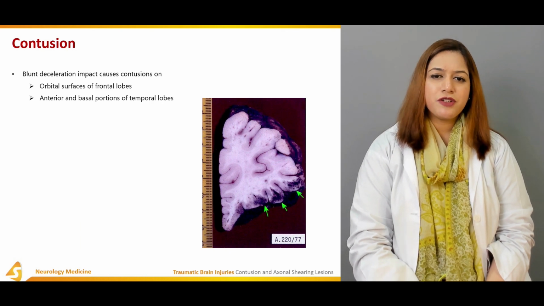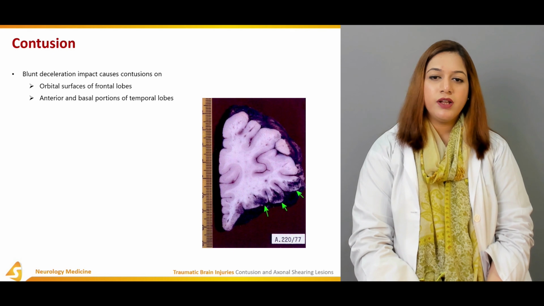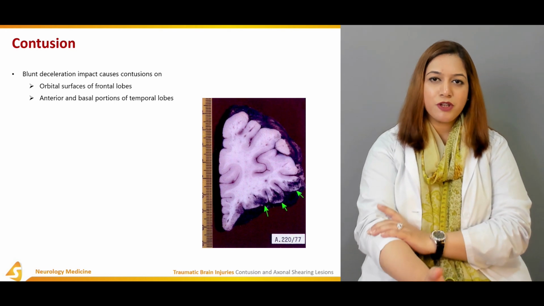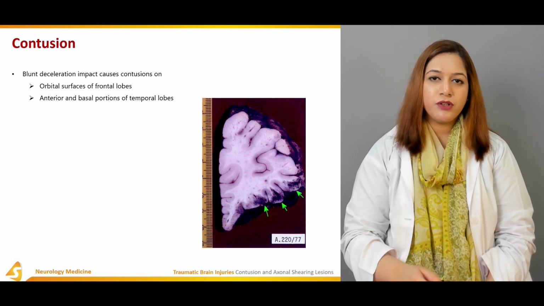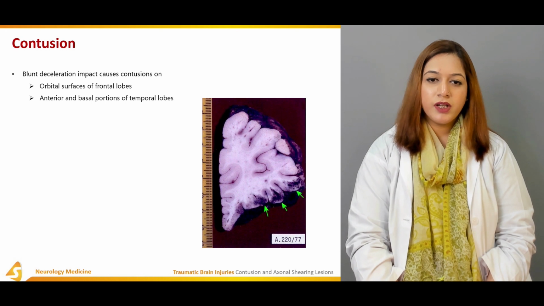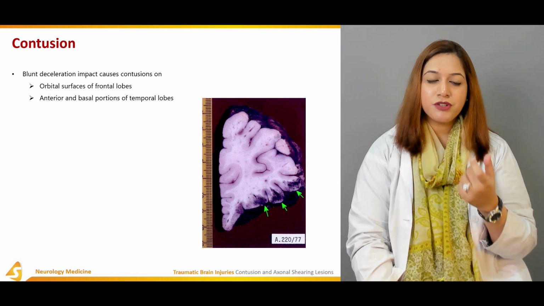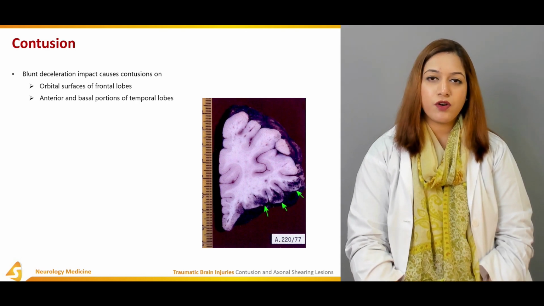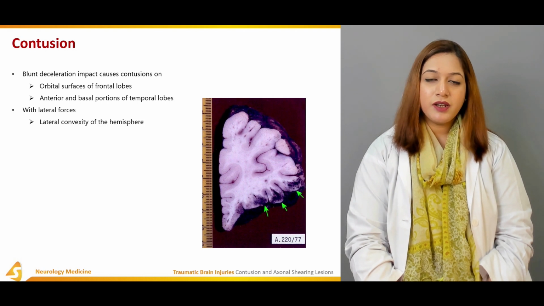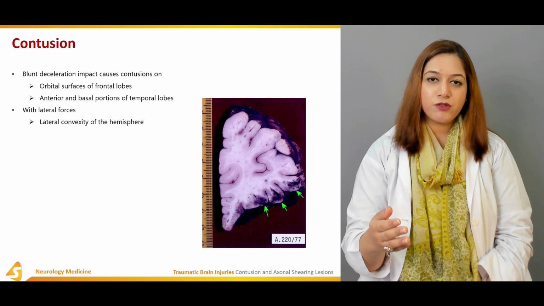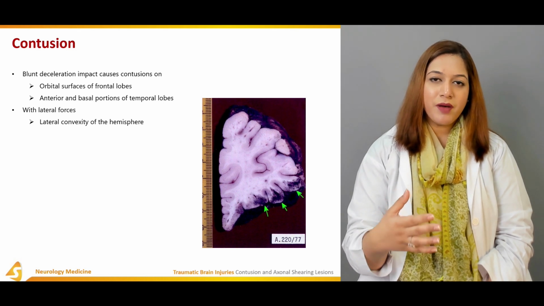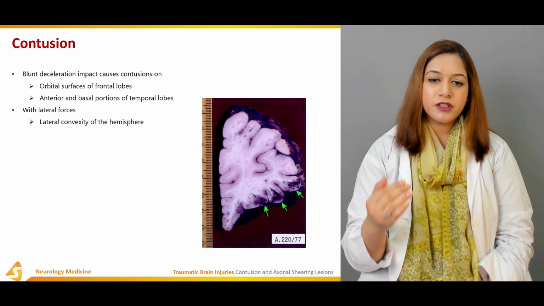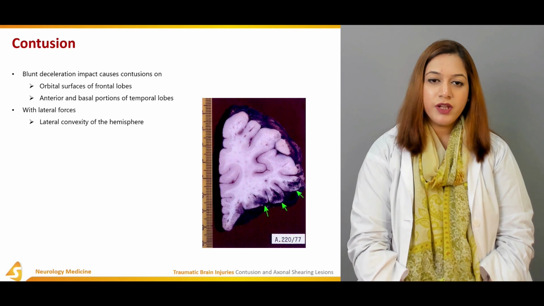A blunt deceleration impact causes contusions, as occurs against an automobile dashboard or after falling forward towards a hard surface. The contusion occurs on the orbital surfaces of frontal lobes and the anterior and basal portions of the temporal lobes. And in case of lateral forces, whenever there is an impact with the automobile door frame, the patient might get a contusion on the lateral convexity of the hemisphere.